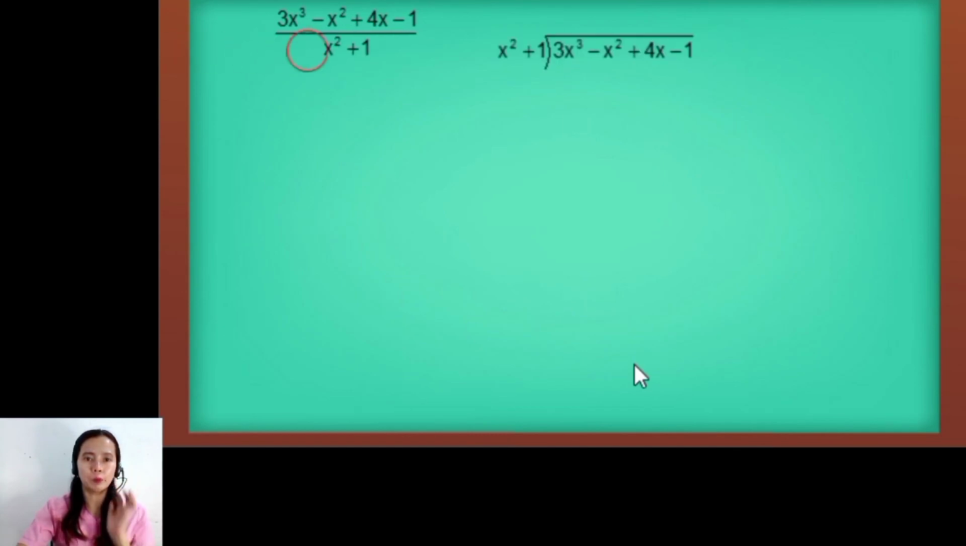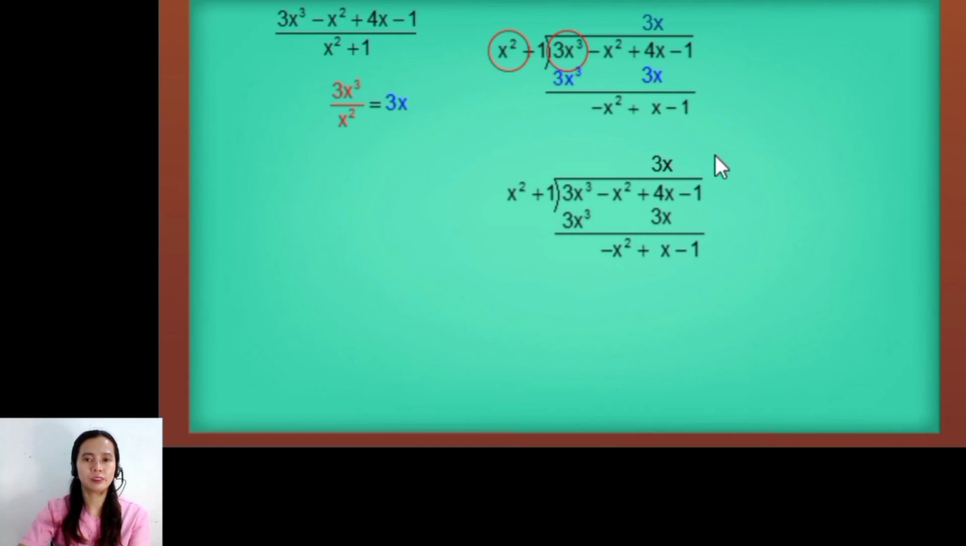Let's have another example. Again, divide the first term to the first term, subtract the exponent, then write this on the top of this x, 3x. Okay? So, kung saan, paano mo malalaman kung saan itatapat? Kung nasaan yung kaparehong variable. Okay? So, dito mo ilalagay. So, we have 3x. Then, multiply it to your divisor. 3x squared. Okay. So, we have 3x. Then, subtract. Change the sign.